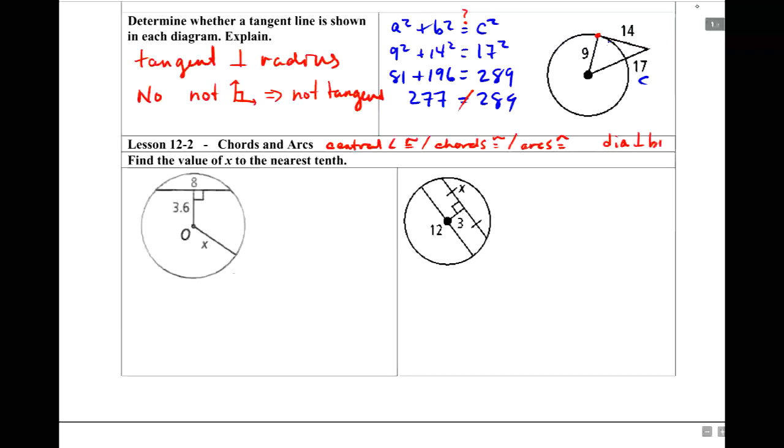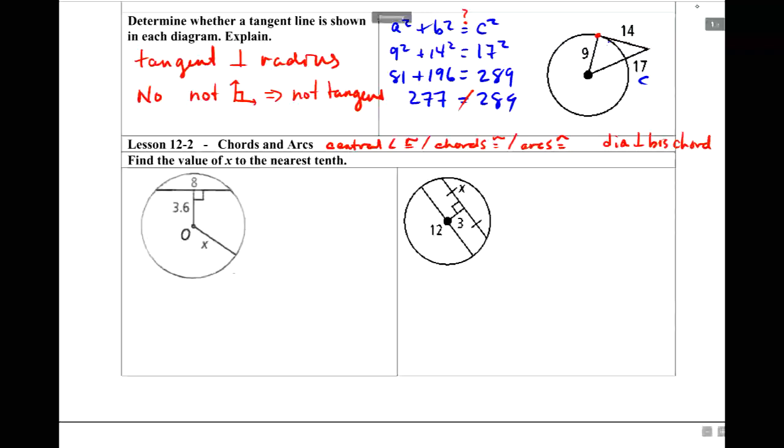Diameters, perpendicular bisectors of chords. Now we had some things that were necessary for that. There were 3 of those. It said if the diameter is perpendicular, then it bisects. If the diameter bisects, then it's perpendicular. And if it's a perpendicular bisector, then it's a diameter.